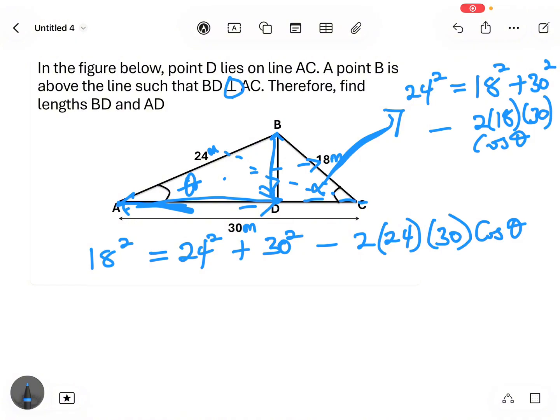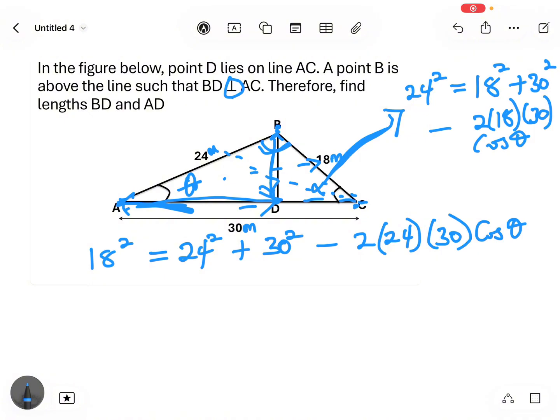Very straightforward, right? And if you're looking for this one also, you just need to say AC squared equals AB squared plus BC squared minus 2 AB times BC, then cos this particular angle here. Yeah, that's how to go about it. Because we just need this theta here, we are good with this equation.